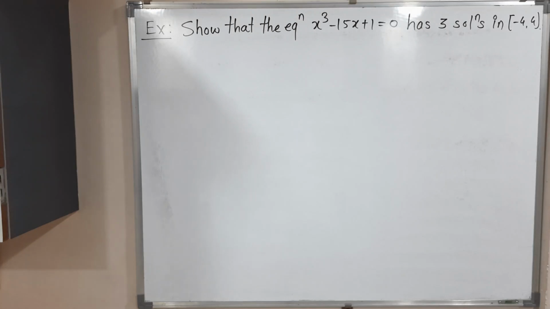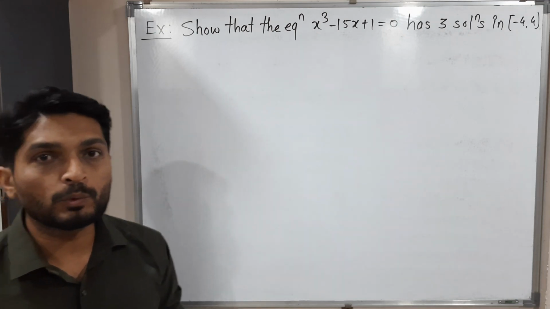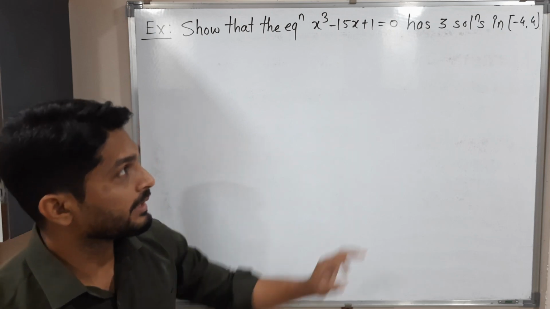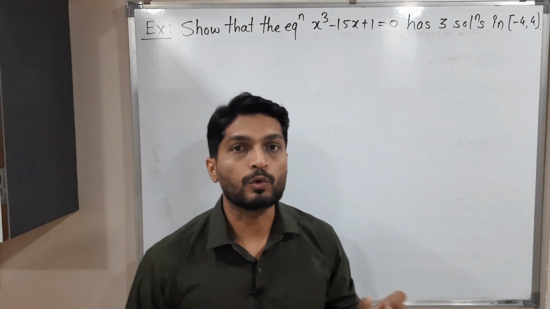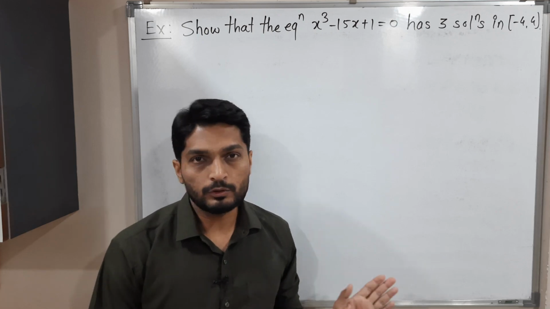Hi everyone, in this video we are going to solve this example. The example says we have this equation and we have to prove that this equation has three solutions in this interval [-4, 4]. So let us start to solve this example.